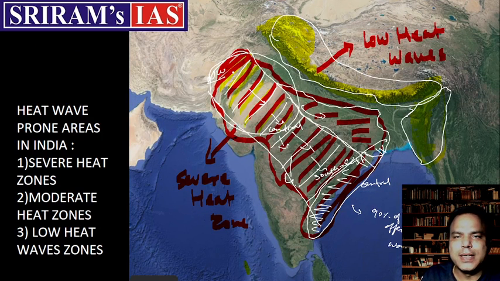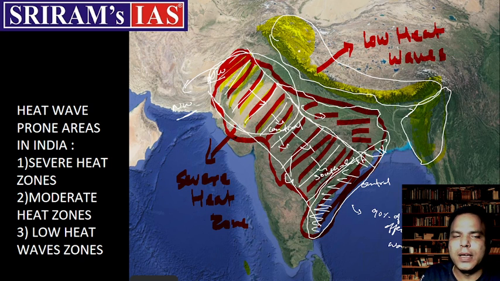Now you can see in this diagram, the severe heat zone is this one. It is from the northwest part of India to the central part of India, to the south, east and central part of India, actually. The severe heat zone is affected in this area, and the surrounding area will be the moderate heat zone. So the only point of difference is the change in temperatures.